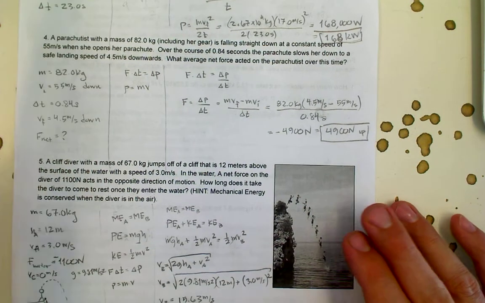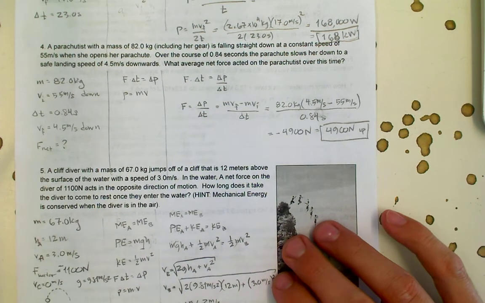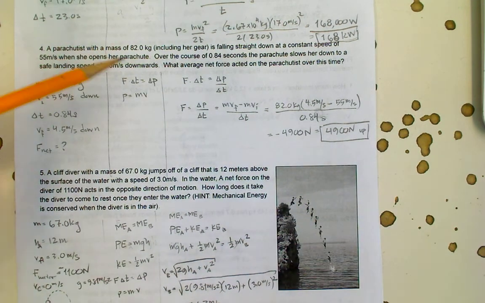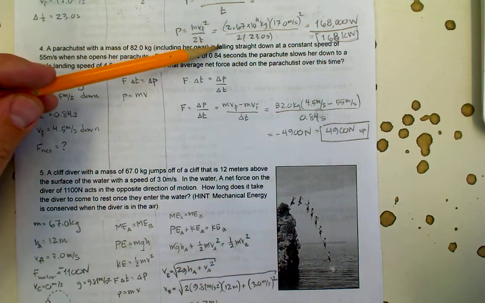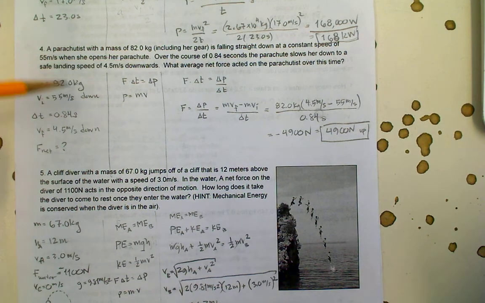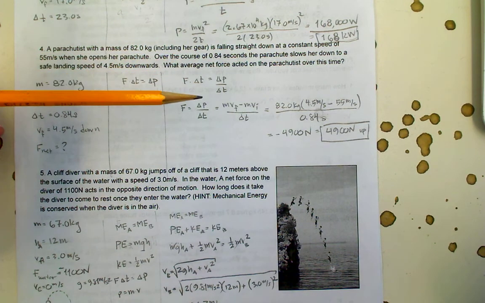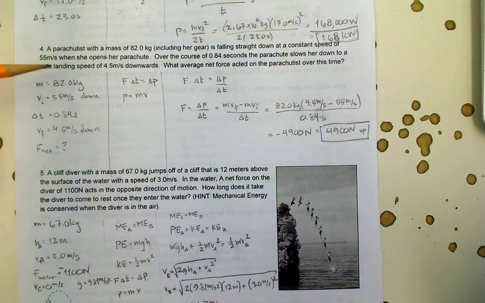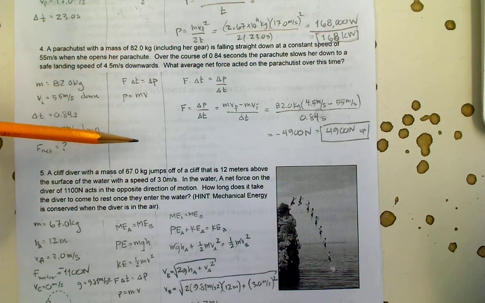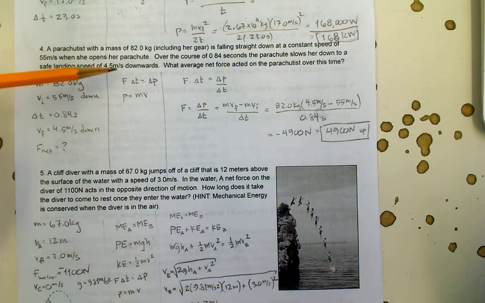In problem number 4, we've got a parachutist with a mass of 82 kilograms total, falling straight down. That's an indication about the direction, at a constant speed of 55 meters per second. She opens her parachute, and it takes less than a second, just 0.84 seconds, for the parachute to slow her down to a safe landing speed of 4.5 meters per second downward. So she is decelerating. Her speed is decreasing, but she's still falling down in both cases. And so we just notice the direction of those two velocities that we were given.